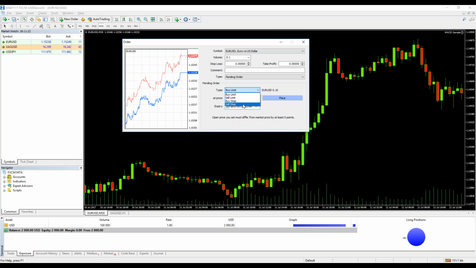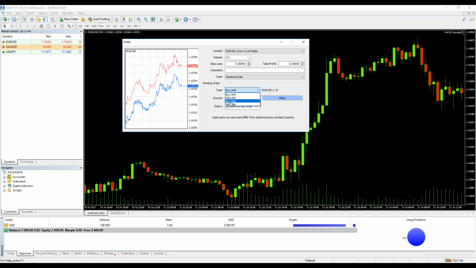Let's start with the buy limit. This is what you'll select if you want to buy the currency on a conditional order at a lower price than the current one. Okay. The sell limit, this is when you want to sell at a higher price than the current one.